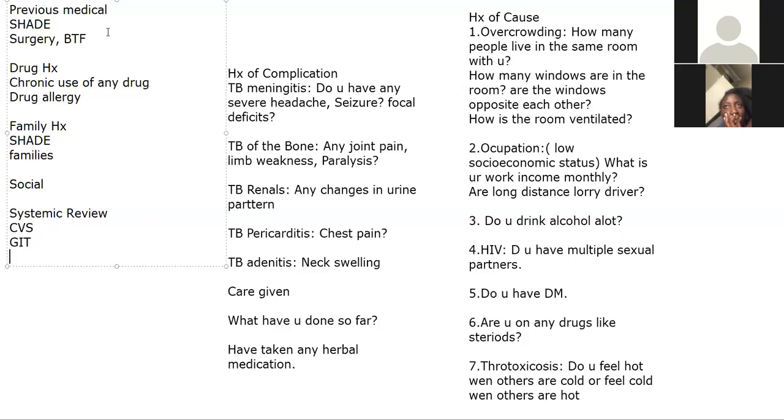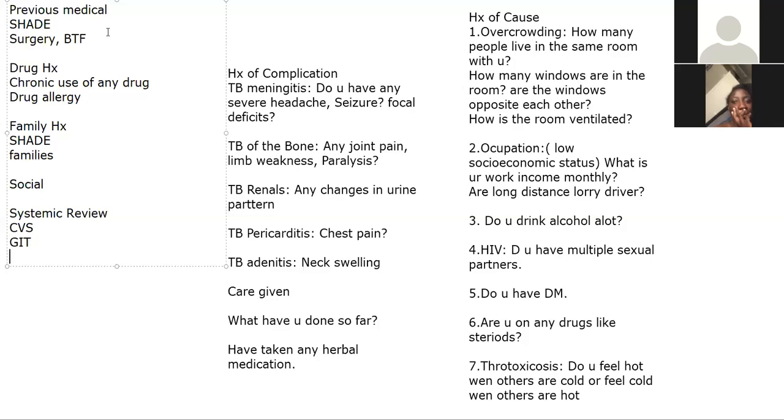Please, I also like to confirm, have you noticed any swelling around your neck recently? Have you been having any chest pain? Have you noticed any bone pain, any limb pain? Have you been having convulsions or seizures, that you were even admitted to the hospital, and you lost consciousness and were not aware of yourself? I would like to confirm.